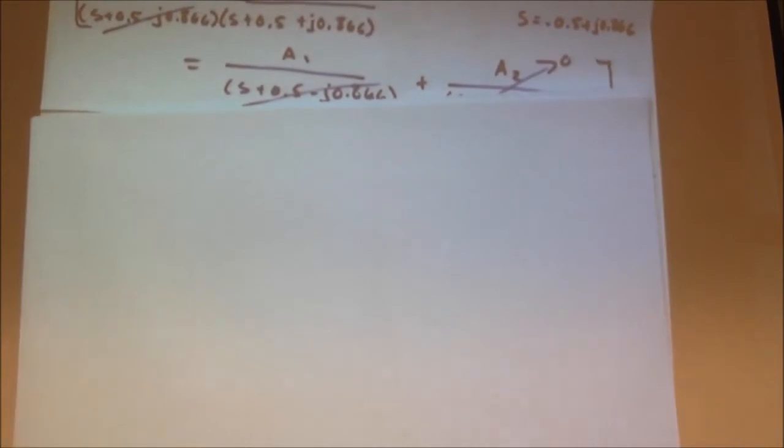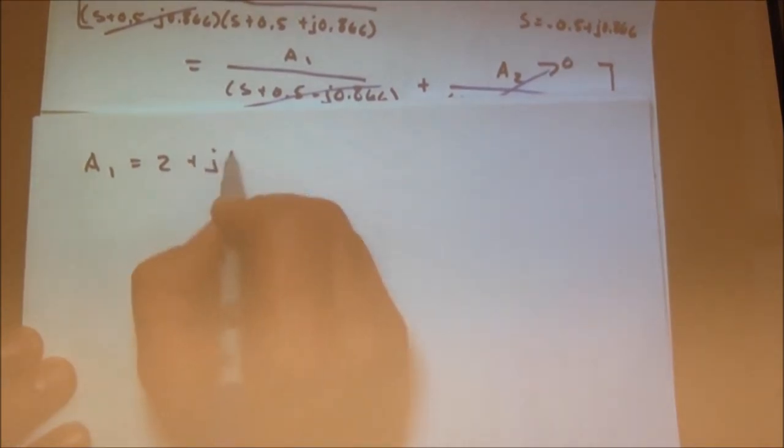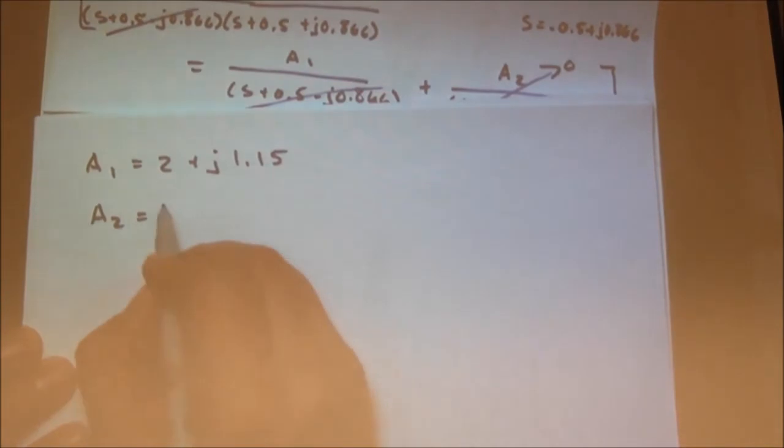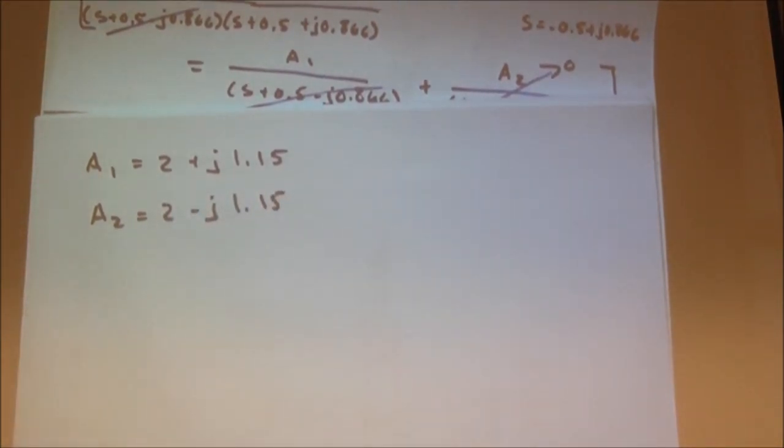So you can evaluate this out, plug that in however you're inclined, and we find A1 equals 2 plus j 1.15, and we can find A2 equals 2 minus j 1.15. And lo and behold, that's an interesting phenomenon. What can we say about those two numbers? They are also complex conjugate pairs.